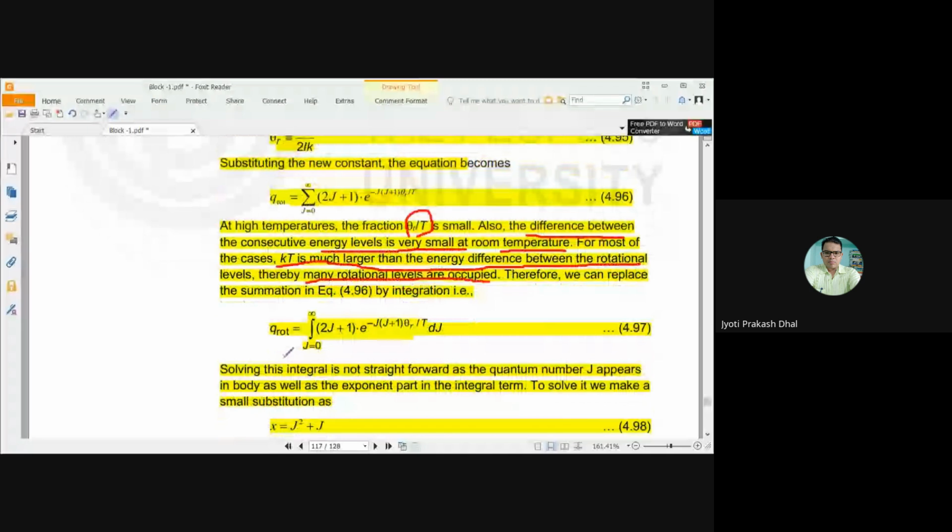Solving the integration is not straightforward, because the quantum number appears in the body as well as in the exponent part of the integral.